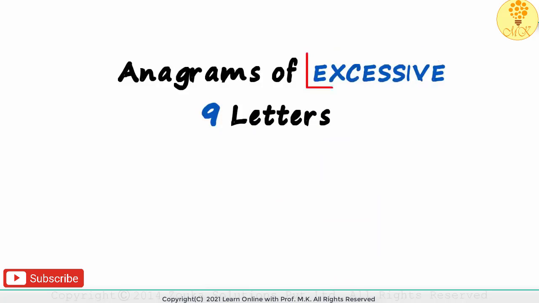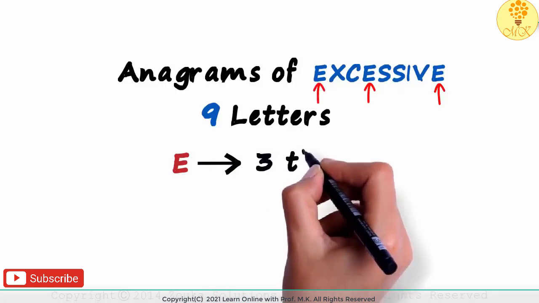Once we count the number of letters in the word, we should check if any of the letters are repeated. So let's go letter by letter. The first letter is E. How many times does E appear in the word? Do we see more E's? Yes, there are 2 more E's. It appears 3 times in all.